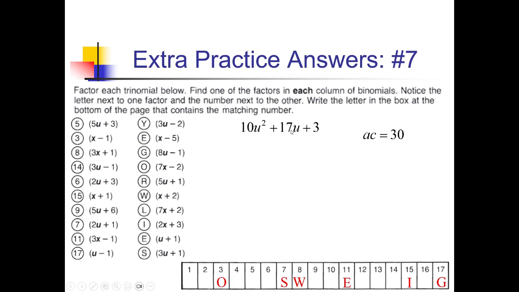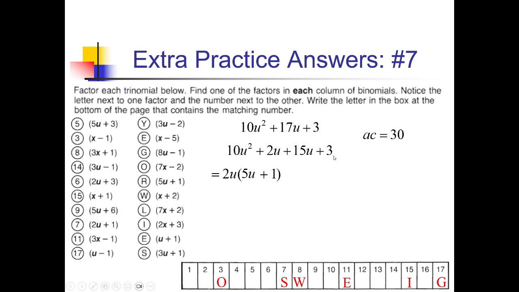1 and 30 doesn't work. 2 and 15 works if they're both positive. So let's split this up into a 2u plus 15u. And now for my common factors for my first two terms to start the grouping process, I can take a 2 and a u out of both of those. So 10u squared divided by 2u, that's going to be 5u. And then 2u divided by itself gives me a plus 1.